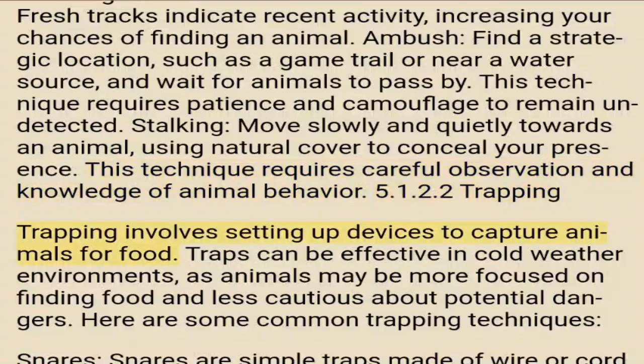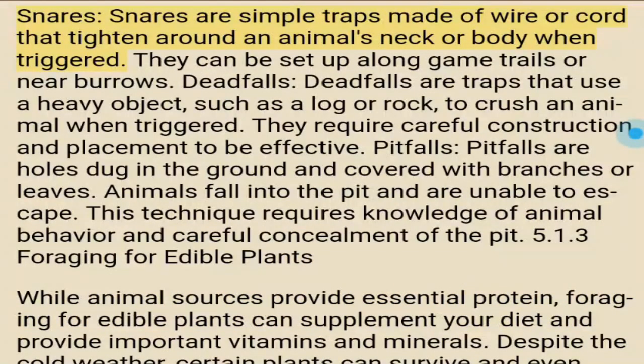5.1.2.2 Trapping. Trapping involves setting up devices to capture animals for food. Traps can be effective in cold weather environments, as animals may be more focused on finding food and less cautious about potential dangers. Here are some common trapping techniques. Snares. Snares are simple traps made of wire or cord that tighten around an animal's neck or body when triggered. They can be set up along game trails or near burrows.